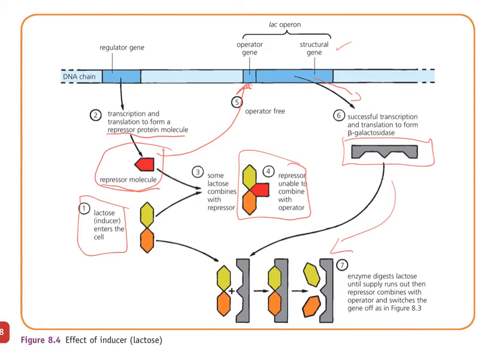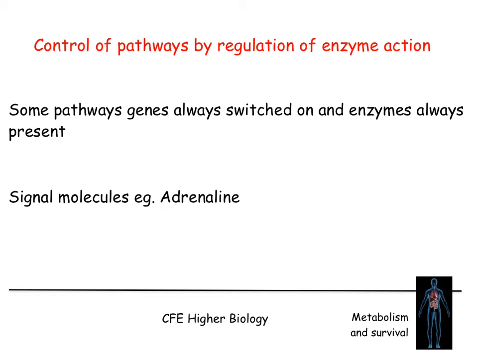In this situation here, we call the lactose a signal molecule because it's a signal really of the start of this process of the beta-galactosidase being produced. So we're looking at this control of this enzyme taking place at the gene level. But there are some pathways in which the genes are always switched on and the enzymes are always present. So how can these pathways be controlled?